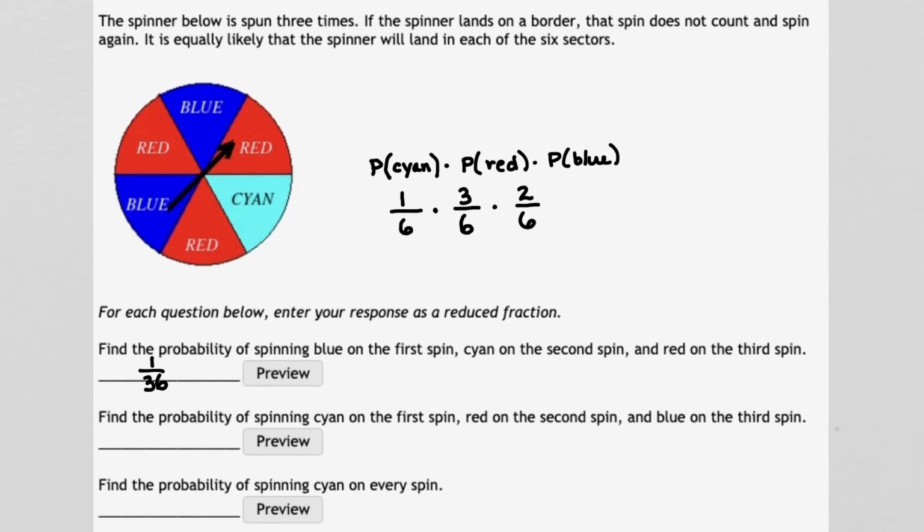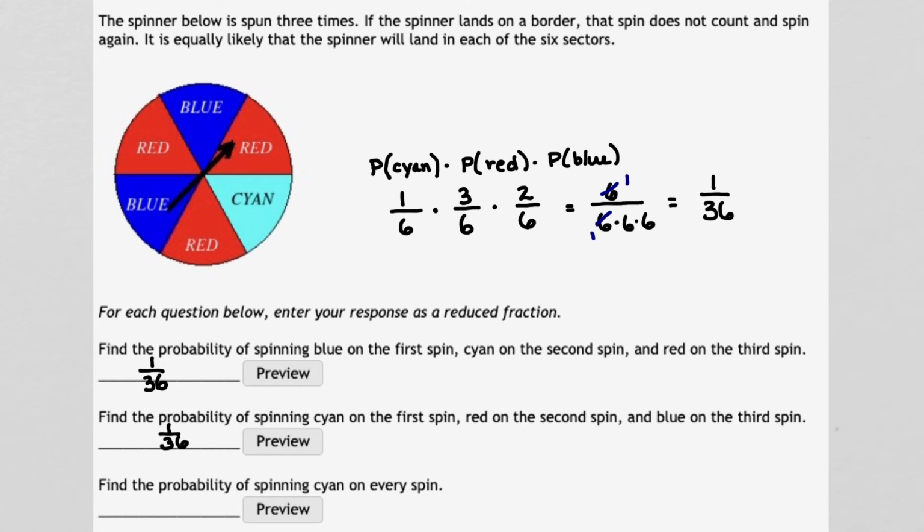And what do you notice? This is just like the problem we did a second ago, right? 1 times 3 times 2 in the top, or the numerator, is going to give us 6. And then 6 times 6 times 6 is 6 cubed on the bottom. Or if I list it out, 6 times 6 times 6 allows me to see that I'm canceling a 6 from the numerator and the denominator. And so that probability just turns out to be 1 on the numerator and 6 times 6, or 36, in the denominator. In other words, it's the exact same probability.